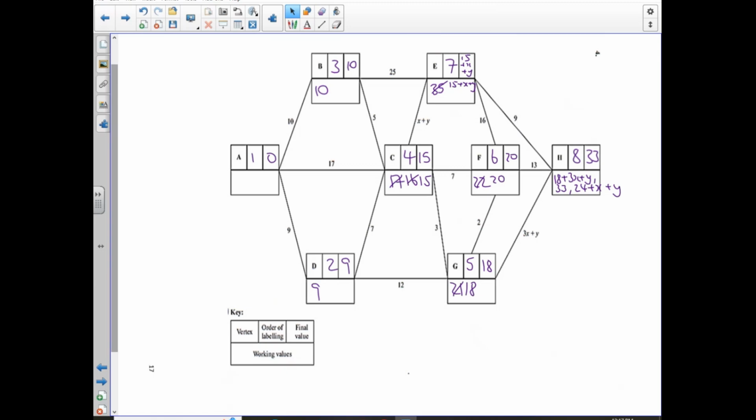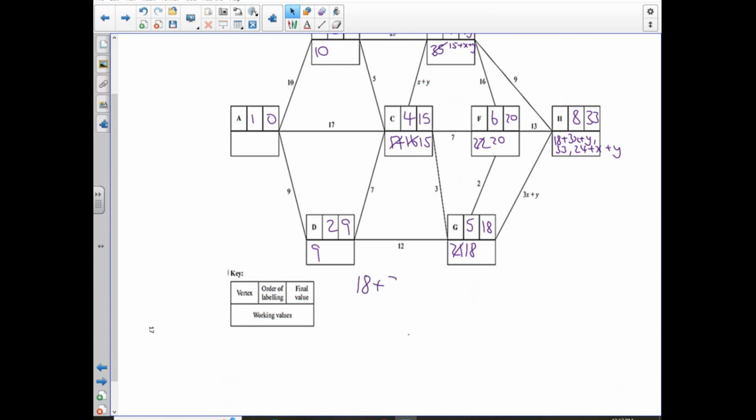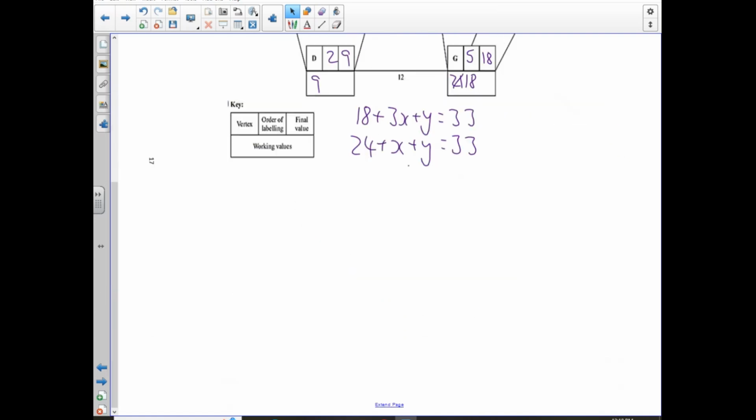This gives you simultaneous equations which you can solve for X and Y. So we've got 18 plus 3X plus Y equals 33. And we've also got 24 plus X plus Y equals 33. So equation 1 is 3X plus Y equals 15 if I minus the 18 across, and we've got X plus Y equals 9. Solve those simultaneously. You can solve them in your calculator, that's fine.